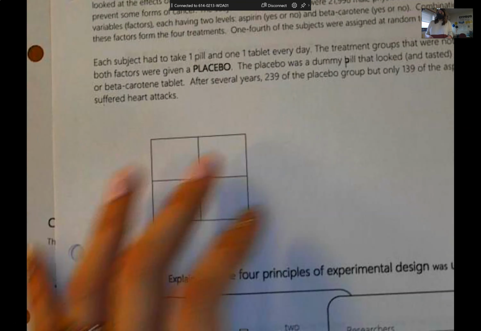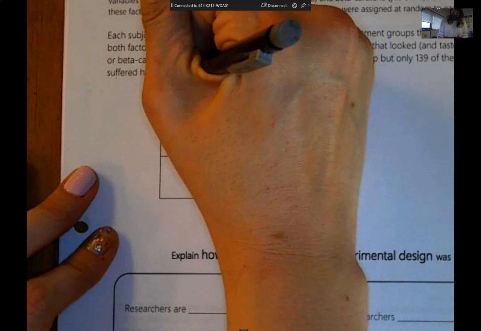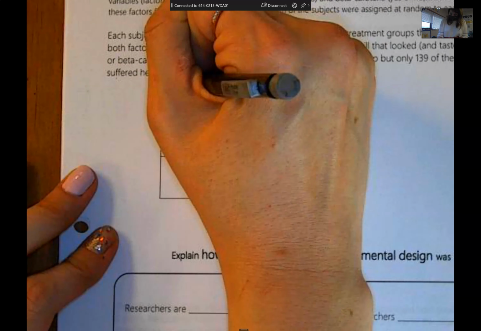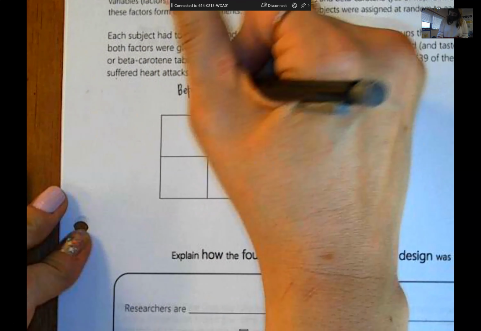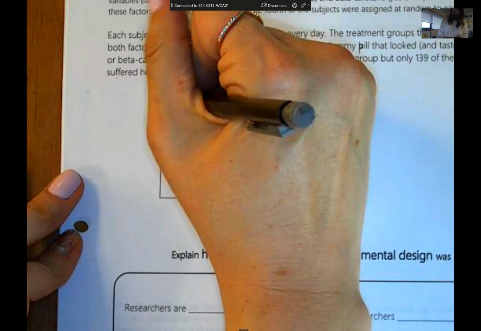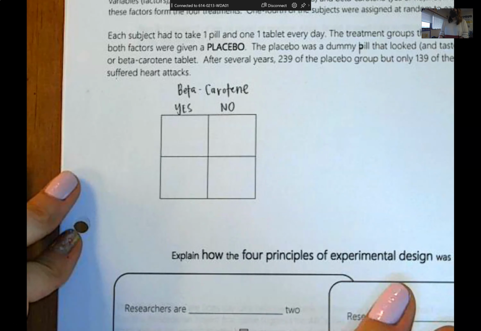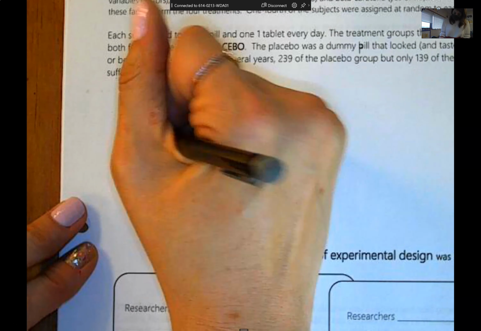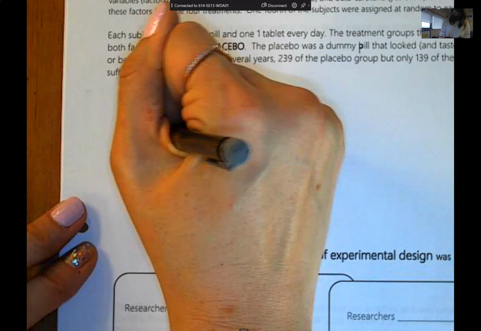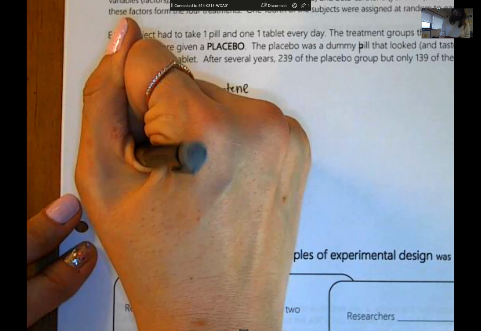So first, let's do a diagram so that we can see how this was broken down. So across the top, I'm gonna do beta carotene. And its 2 levels were just yes, no. Then same idea down the side, yes, no, but this time it's the aspirin.